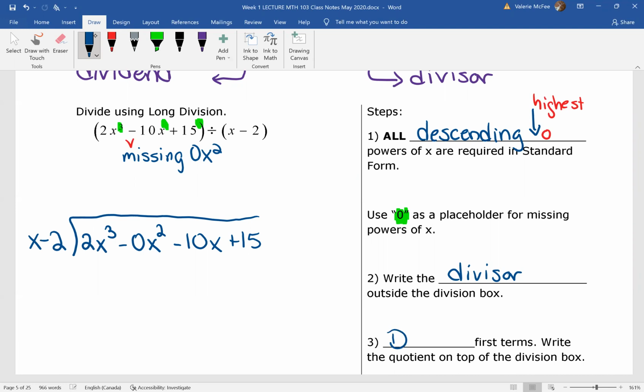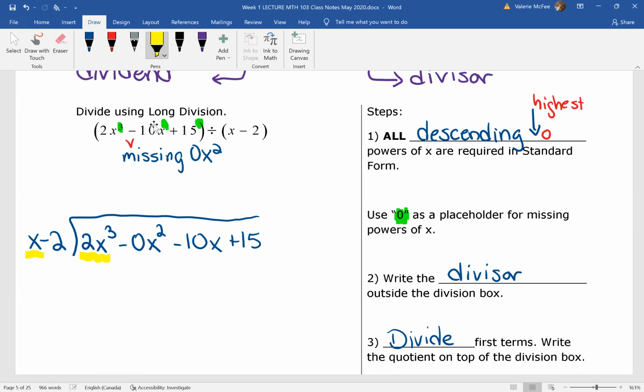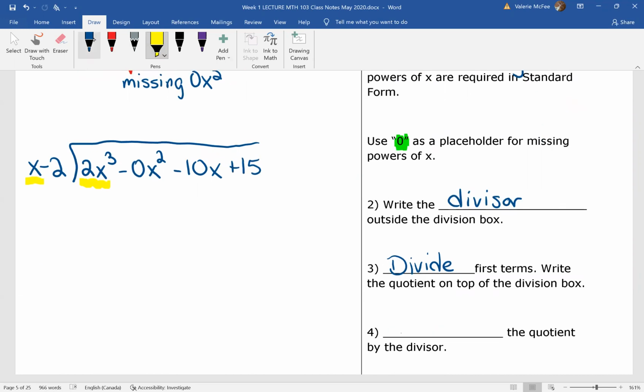Step 3, we're going to divide the first terms. In this case, the first terms, 2x cubed divided by x. If it helps you to write that separately, go ahead and do so. We can see that equals 2x squared, and we're going to put our quotient on top of 2x cubed.